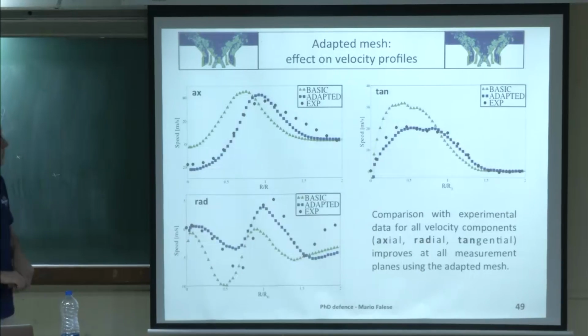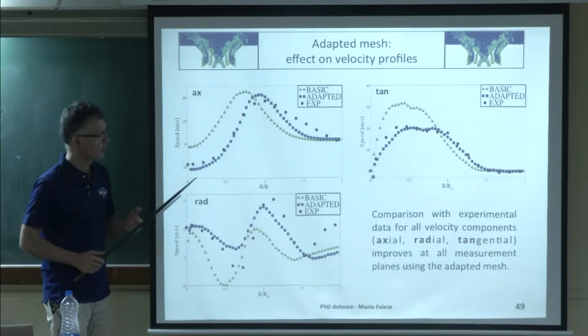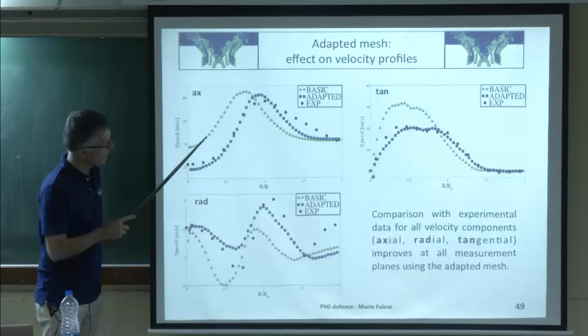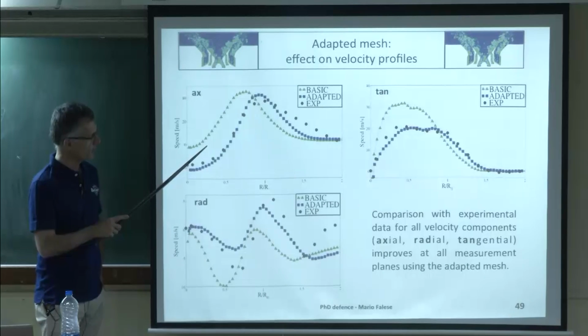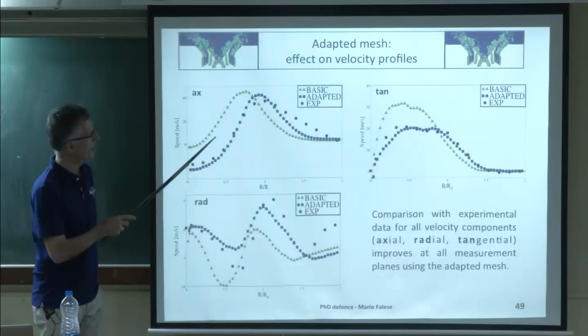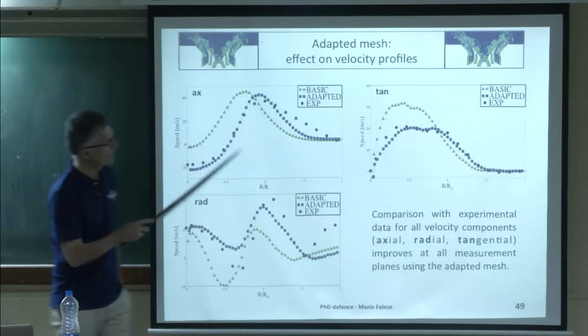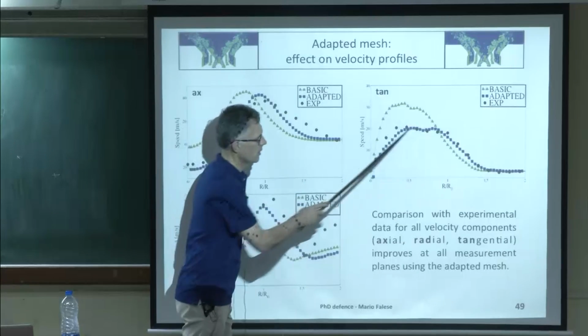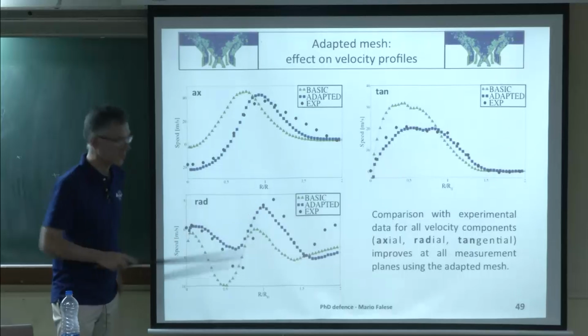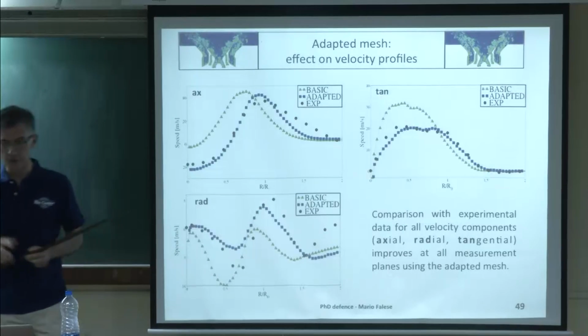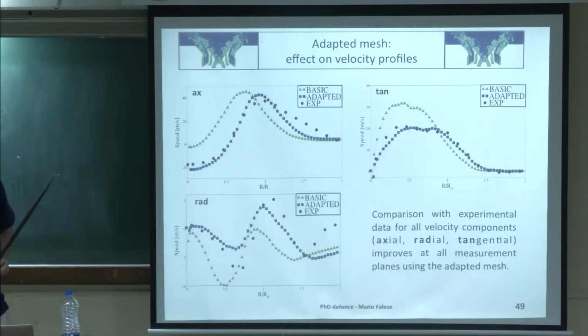Now for this flow, the results were spectacular, because the flow moved from that point to this one. Okay, this is the experiment. This is the initial mesh, and this is the adapted mesh. And you see that in terms of velocity, axial and tangential, the results are very, very different, and they are actually much better when you go to the adapted mesh. So in that case, for the same cost, the results were really improved.